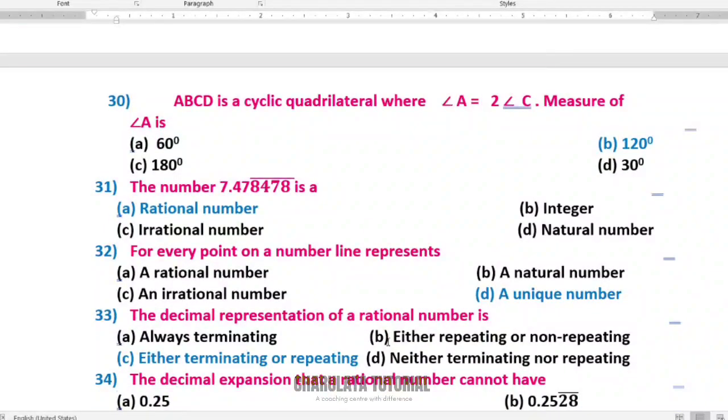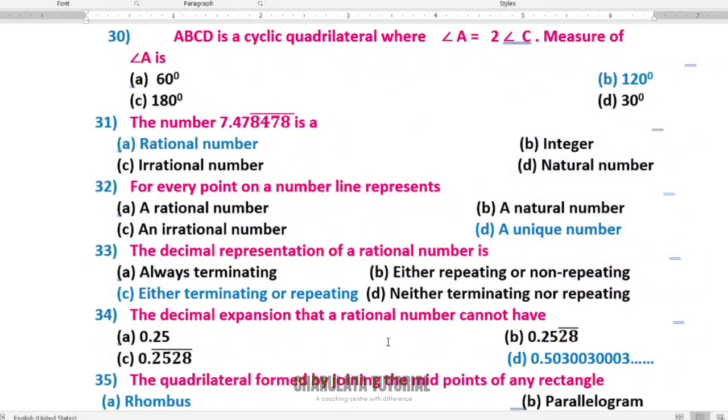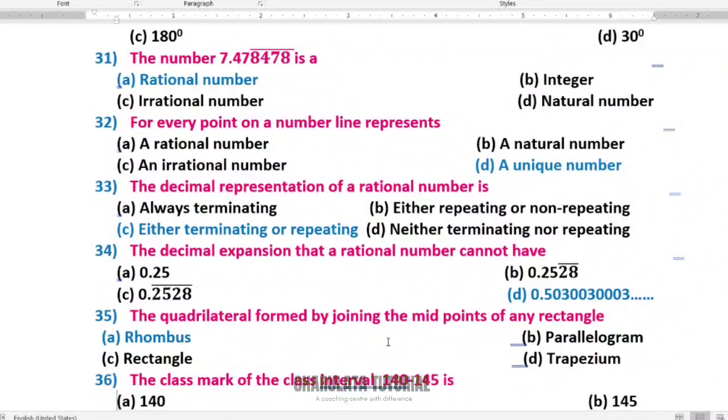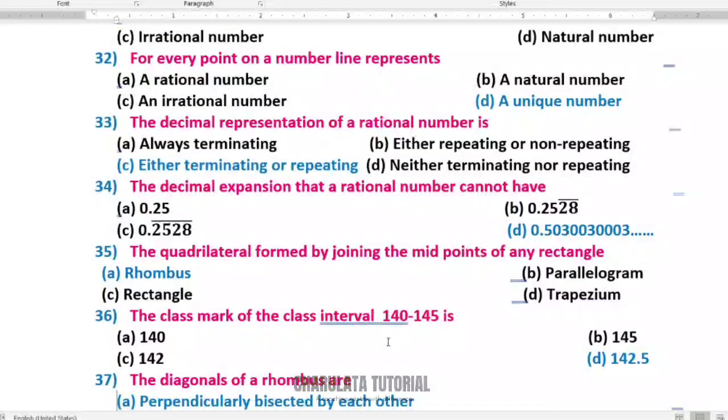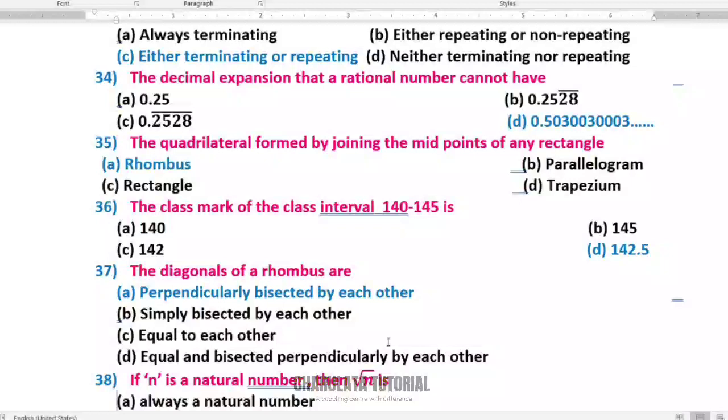Every point on the number line represents a unique number. The decimal representation of a rational number is either terminating or repeating. The decimal expansion that a rational number cannot have, this option D, it is non-terminating, non-recurring. The quadrilateral formed by joining the midpoints of a rectangle is a rhombus. The class mark of the class interval, class mark is upper limit plus lower limit divided by 2, that is 142.5. The diagonals of a rhombus are option A, perpendicularly bisected by each other.